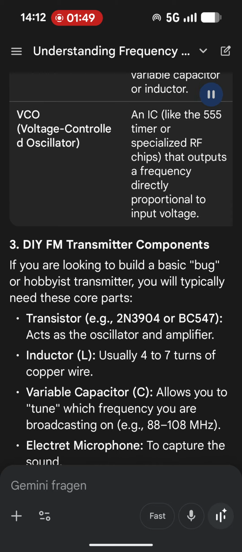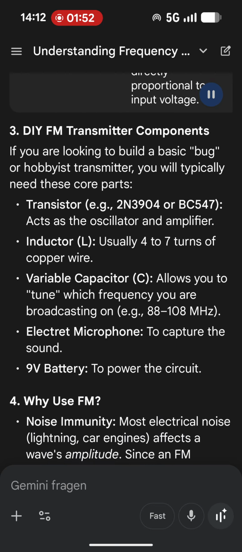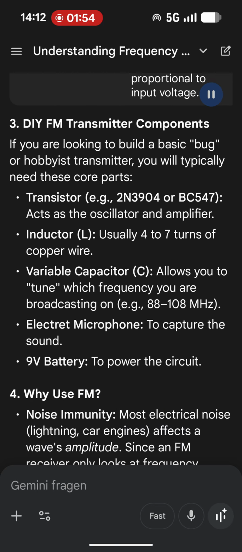3. DIY FM transmitter components. If you are looking to build a basic bug or hobbyist transmitter, you will typically need these core parts. Transistor, e.g. 2N3904 or BC547, acts as the oscillator and amplifier. Inductor, L, usually 4 to 7 turns of copper wire.